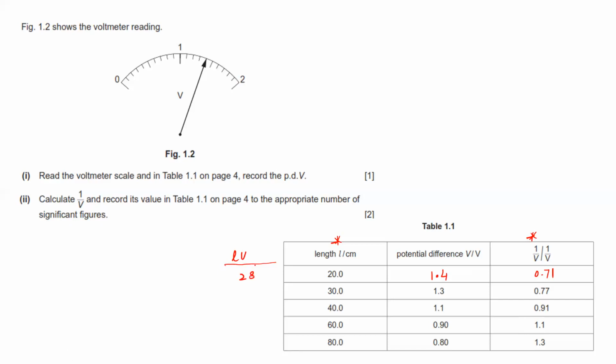Then 30 into 1.3, 39. Then 40 into 1.1 is 44. 60 into 0.9 is 54. And 80 into 0.8 is 64. So we can see that the product LV is not equal to constant or any constant. So this is the reason one.